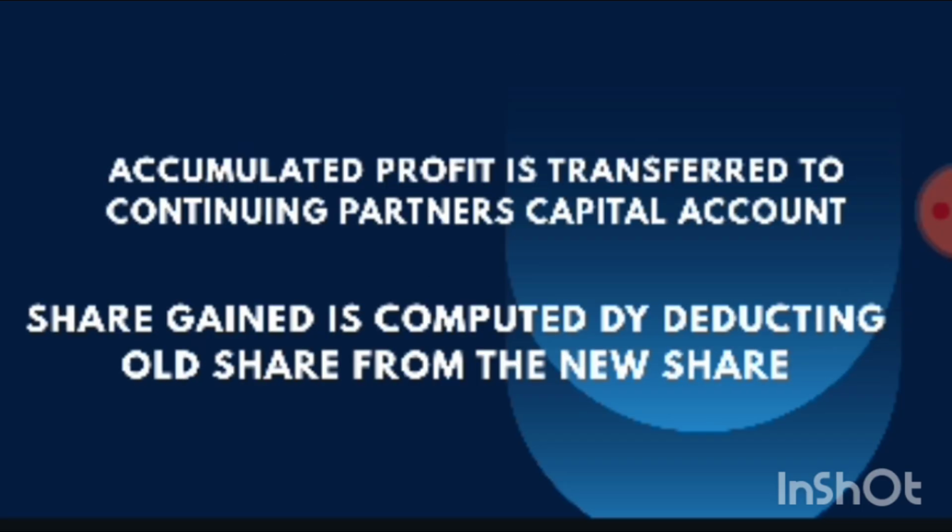Accumulated profit is transferred to continuing partners' capital account. So that is false. What is the accumulated profit? That is transferred to all the partners' capital account. So the answer is false.